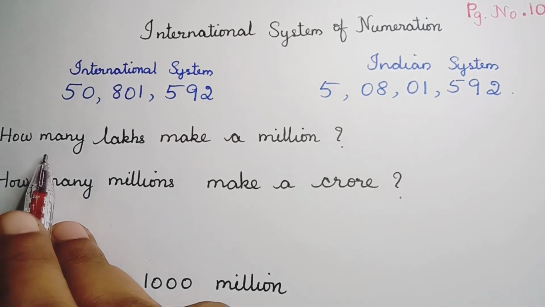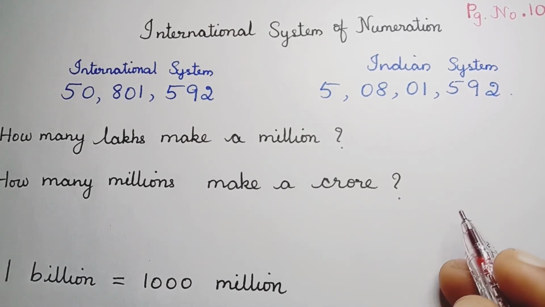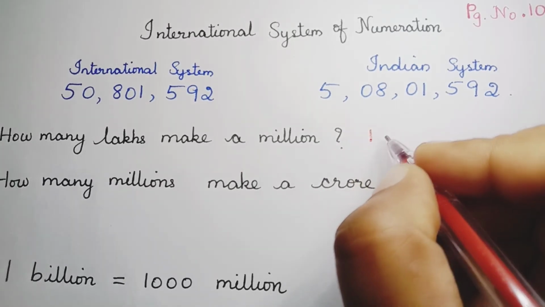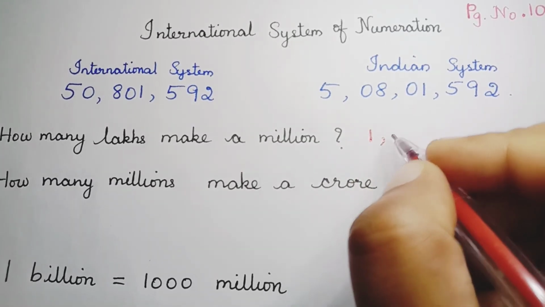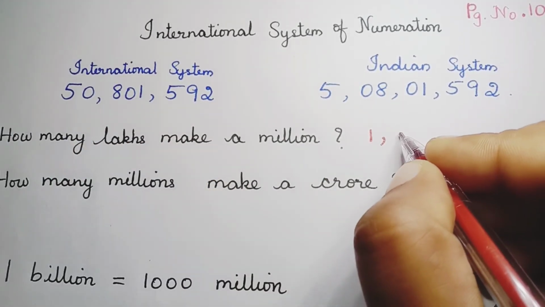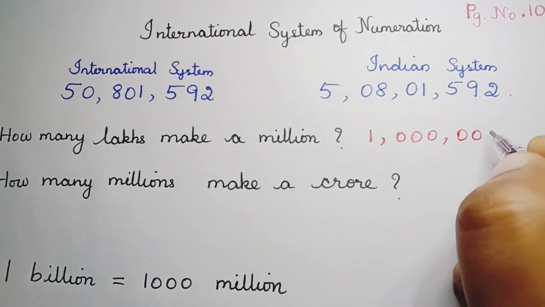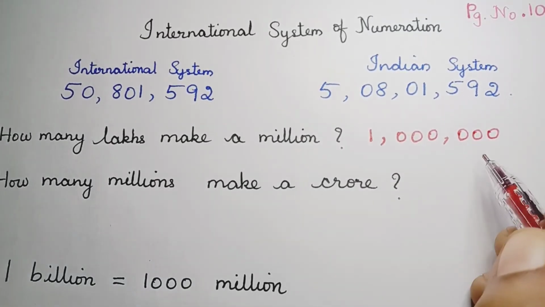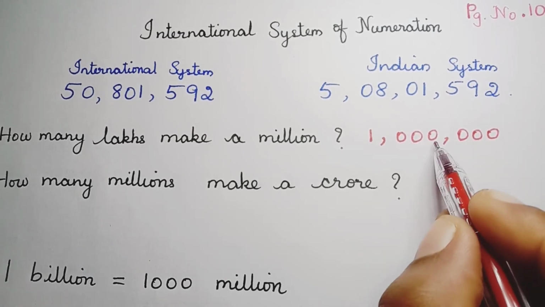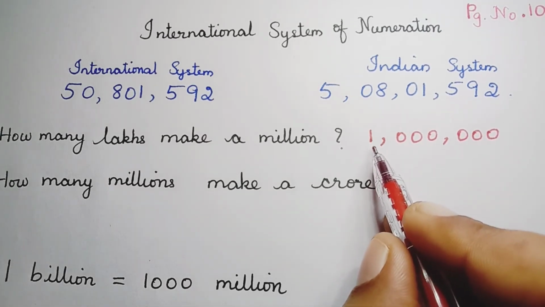So now we will see how many lakhs make a million. Okay. So we will write 1 million first. 1 million means 1 comma. You have to give 3 numbers for the thousands. So 3 zeros, comma, 3 zeros. Okay, this is a million. So we will read ones, tens, hundred, thousand, 10,000, 100,000, million.